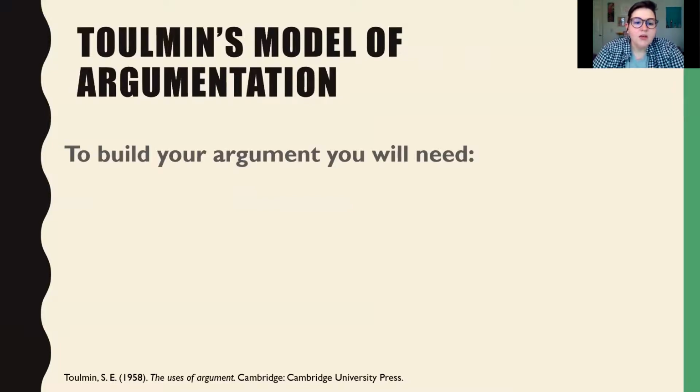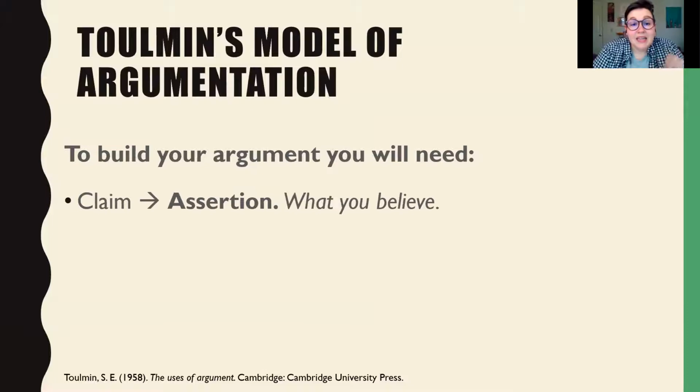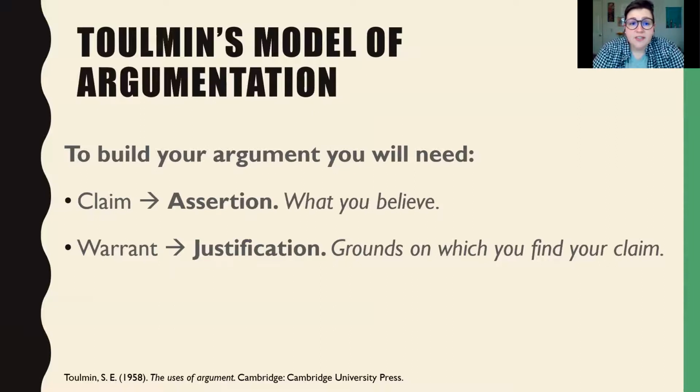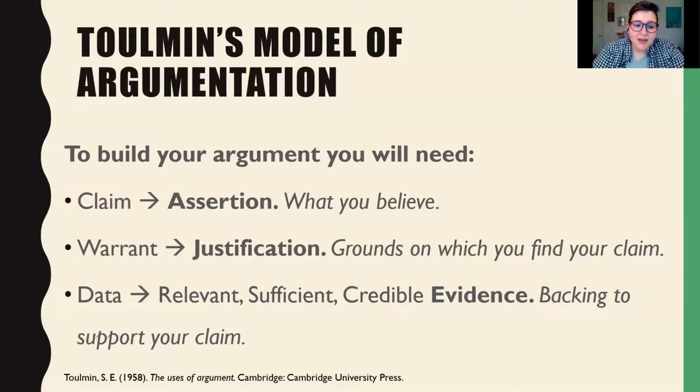So here they are. To build an argument, you will need a claim. This is your assertion: what you believe to be true, what you believe to be moral, what you believe is in need of change. Your assertion, your claim. After you've stated that claim, you want to provide a justification for that claim. This is the grounds on which you find your claim. The because, the link that you see between your claim and what's to come next, the data, the relevant, sufficient, and credible evidence. This is the backing to support your claim.